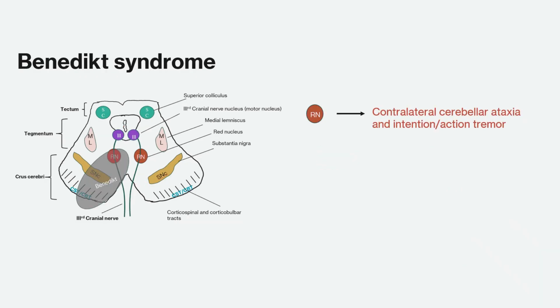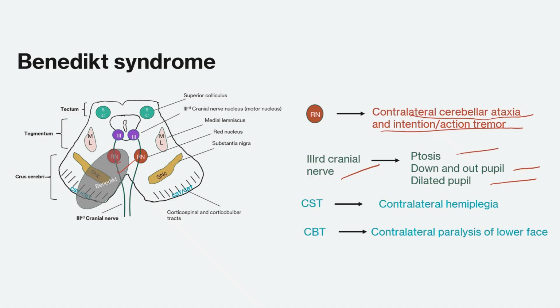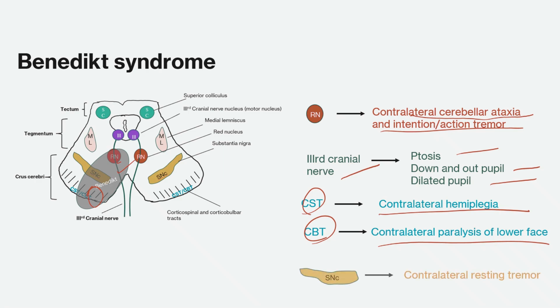In Benedict syndrome, we have the involvement of this red nucleus leading to contralateral cerebellar ataxia and intention tremor. Then we have the involvement of the third cranial nerve, which leads to ptosis, down and out pupil, and dilated pupil. Then we have the involvement of these fibers, the corticospinal and the corticobulbar fibers, leading to contralateral hemiplegia and paralysis of the lower face.